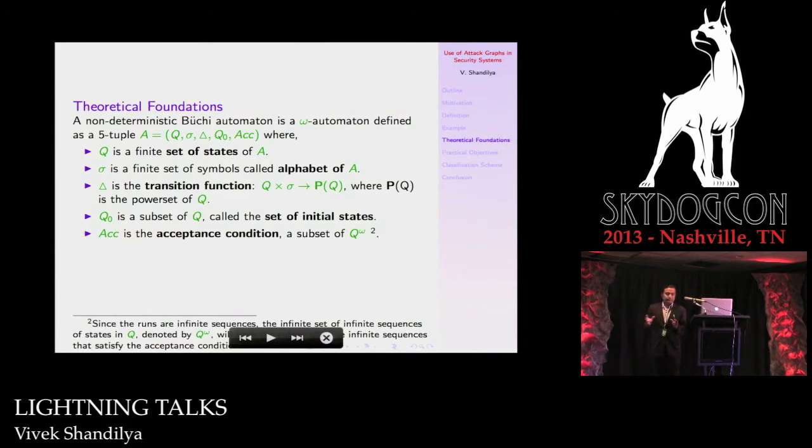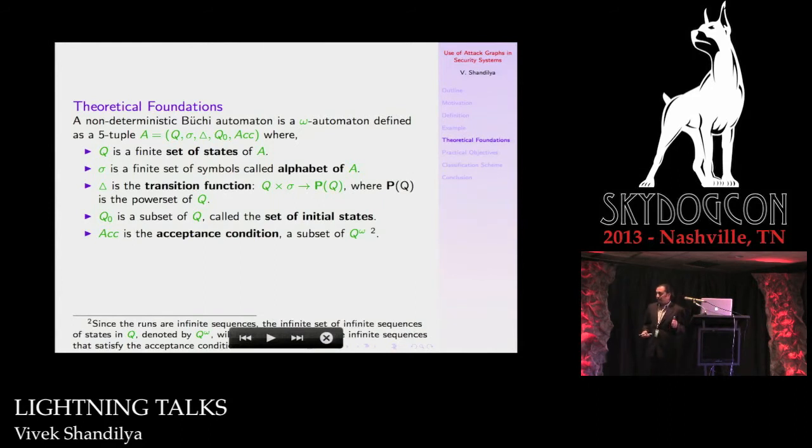Basically, this is modeling it as a Büchi automaton, which is a stream automaton. And this is just like any other NFA, but it has a set of initial states, not just one as in the usual case, a set of alphabet, and then the transition function.